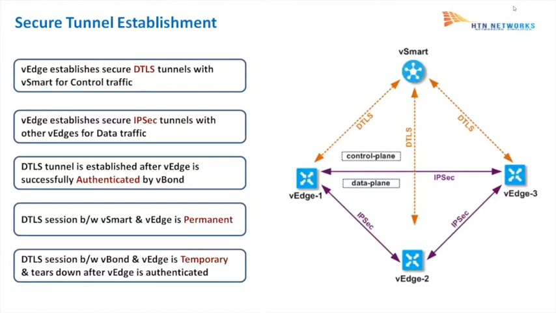So every time a new vEdge comes up on the network, it creates a DTLS tunnel with the vBond. vBond authenticates it. Once it is authenticated, then the tunnel drops. It tears down that tunnel. It doesn't need that tunnel for any future communication. So once it is authenticated, then it can communicate directly with the vSmart and vManage. It doesn't need vBond anymore.